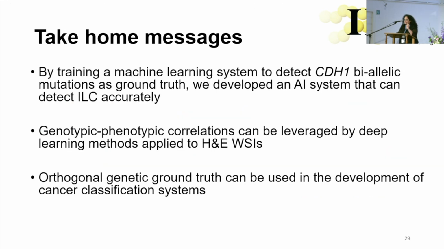The take-home messages for this part of the talk are: by training an AI algorithm using a genetic ground truth, one can diagnose a histologic entity, such as invasive lobular carcinoma. The genotypic-phenotypic correlations can be leveraged by deep learning methods applied to H&E slides, and an orthogonal genetic ground truth can be used to develop novel cancer classification systems.